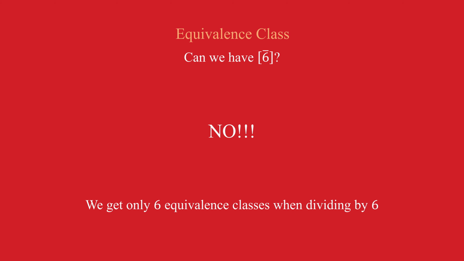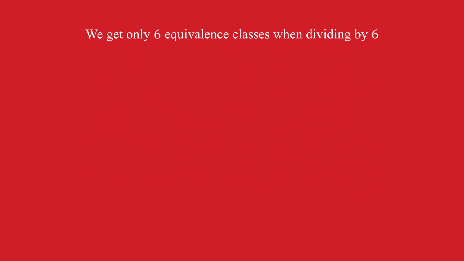Thus, we have only 6 equivalence classes when dividing by 6. This is how it is. And this collection is known as the group of residual classes modulo 6, denoted by Z6.